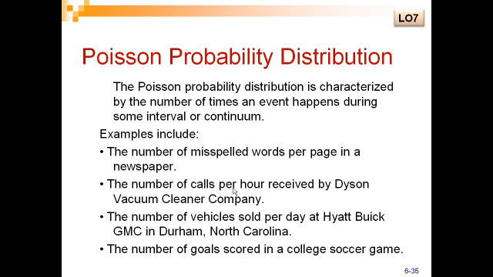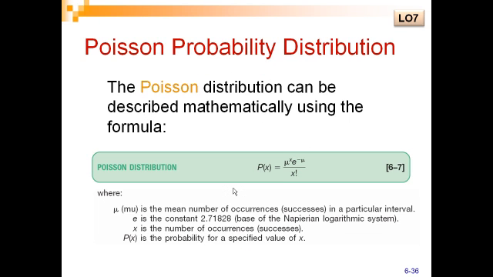Examples include the number of misspelled words per page in a newspaper, the number of calls per hour received by Dyson Vacuum Cleaner Company, the number of vehicles sold per day at Hyatt Buick GMC in Durham, North Carolina, and the number of goals scored in a college soccer game.